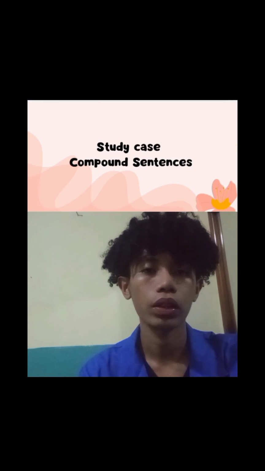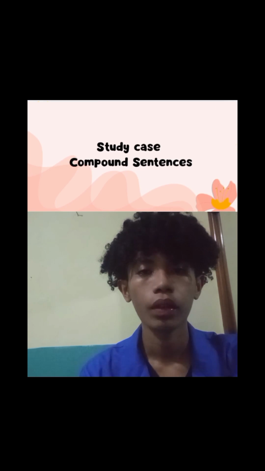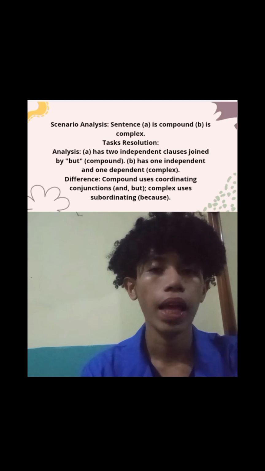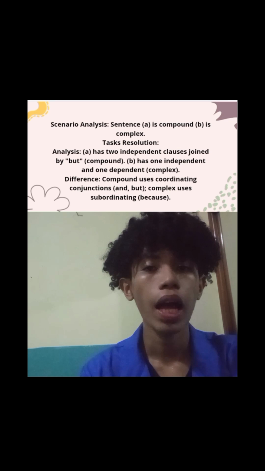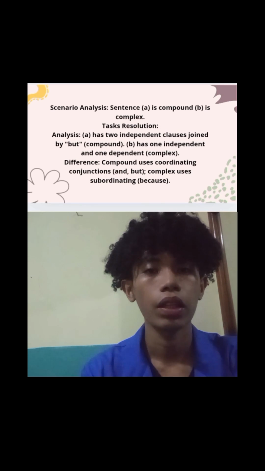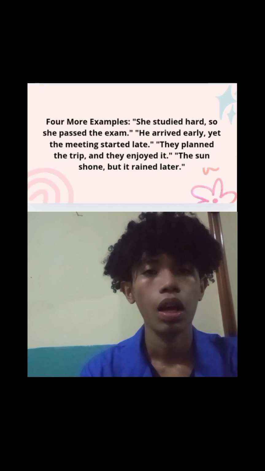Case study: compound sentences. Scenario analysis: sentence A is compound, sentence B is complex. Resolution: A has two independent clauses joined by "but," so it is compound. B has one independent and one dependent clause, so it is complex. Difference: compound uses a coordinating conjunction like "and" or "but," while complex uses a subordinating conjunction like "because."